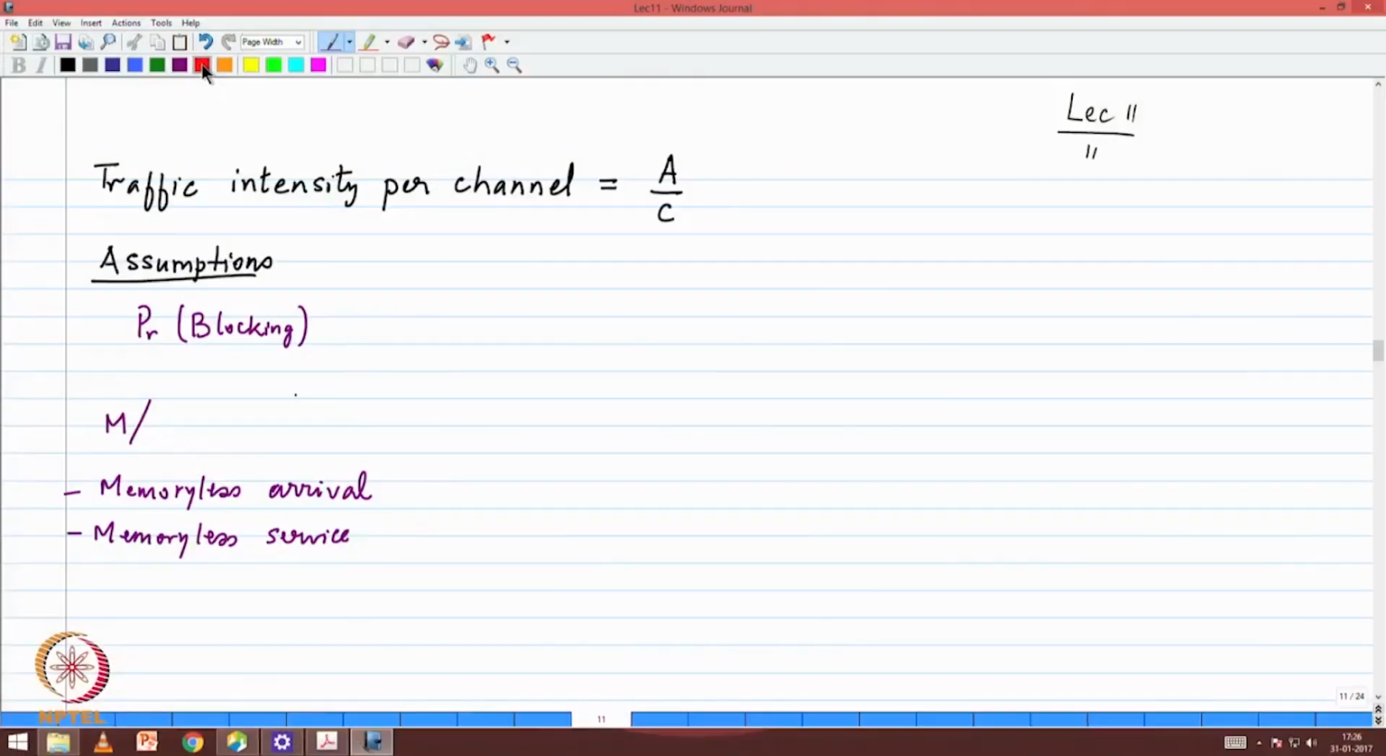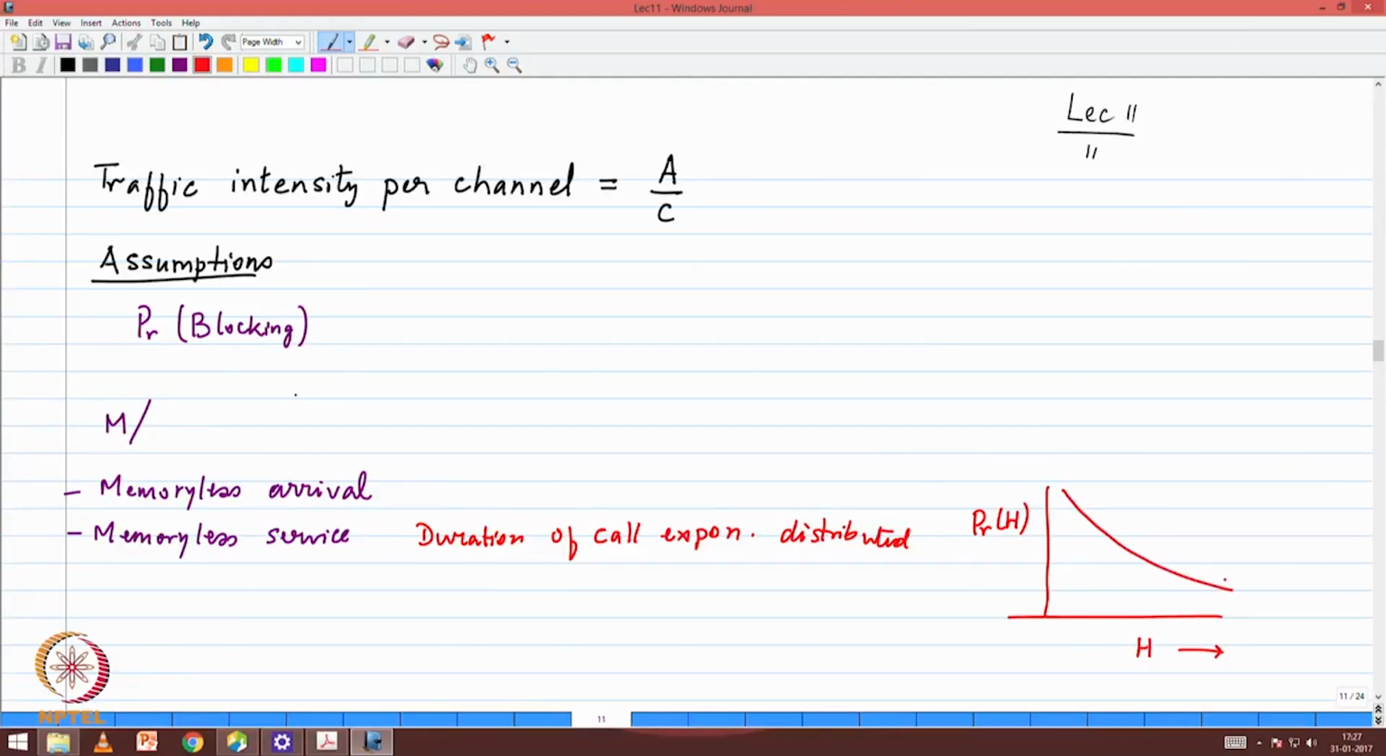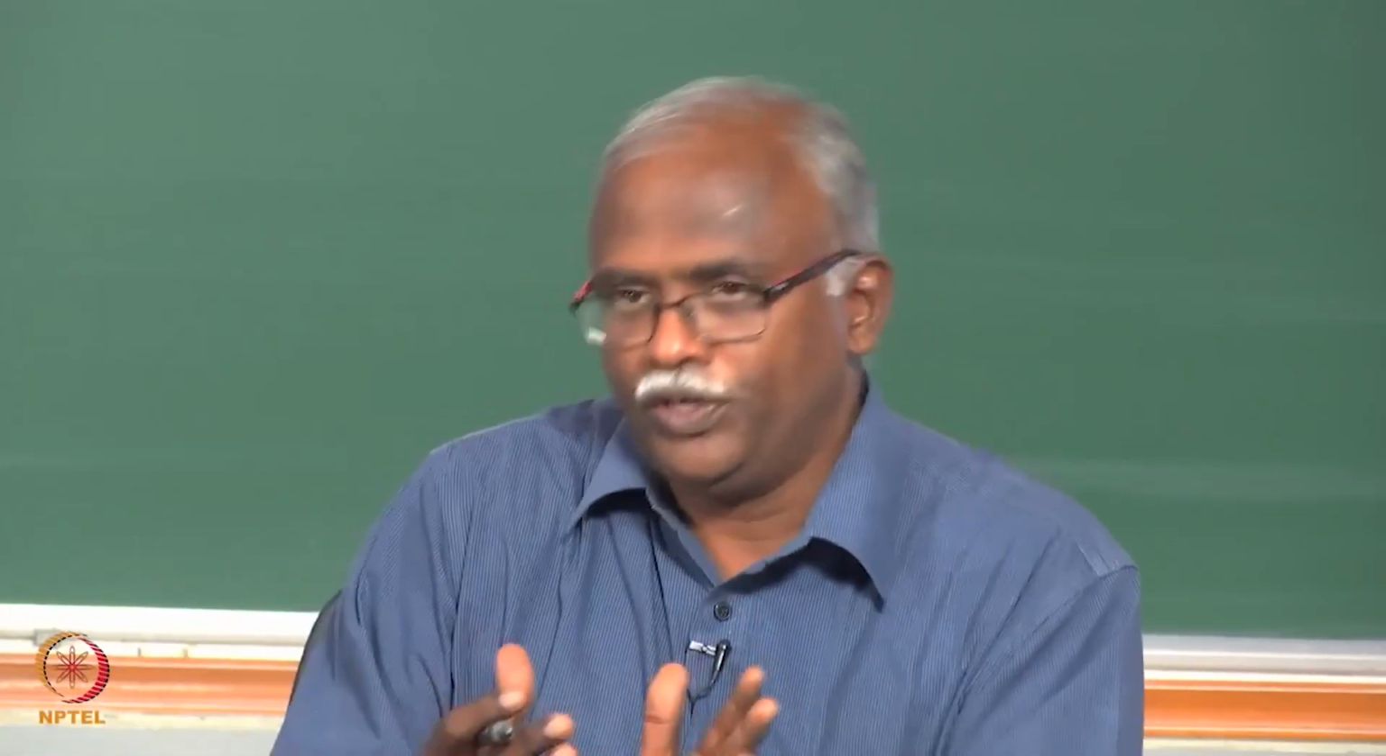So, what was the assumption that he made? That the duration of the call is exponentially distributed. What that means is that if you call this the probability of H, and this is H, the holding time, this probability actually is a decaying exponential. The likelihood of very long calls is less than shorter calls. That was the assumption that Erlang made.